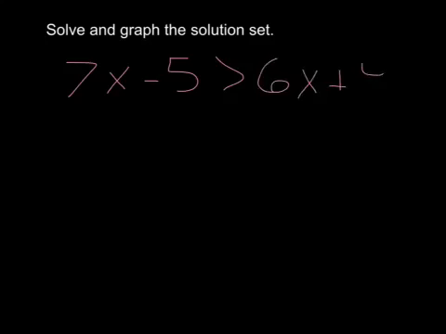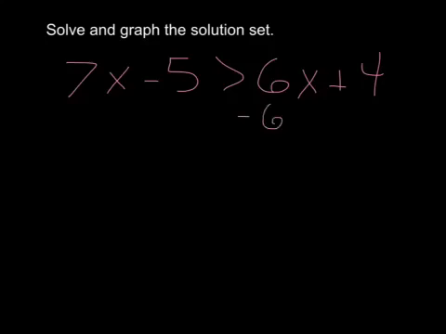Alright, so your assignment is going to be asking you to solve and graph the solution set. We can use our same basic rules that we have from solving equations. The only difference is, instead of an equal sign, we're going to have either a greater than or a less than sign. Let's take 7x minus 5 is greater than 6x plus 4. So if this was an equal sign here, not a greater than sign, well, we'd first want to put our x's together, so that's not going to change.